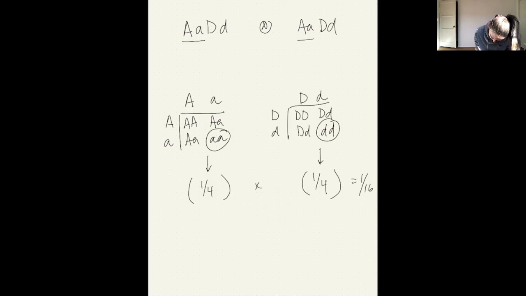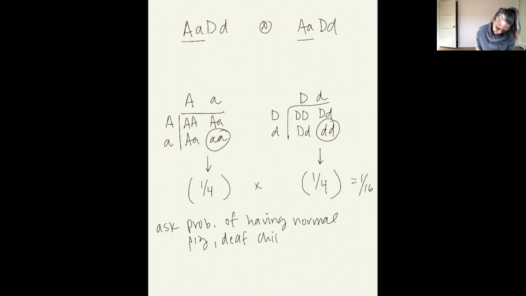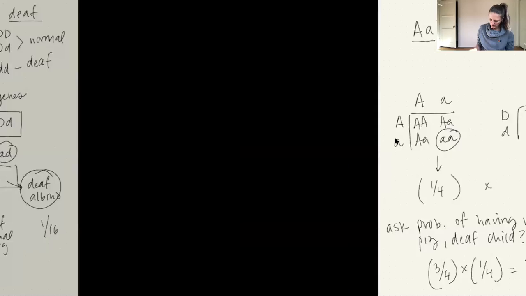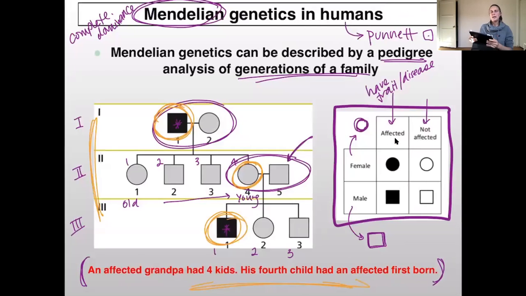What if we wanted to ask the probability of having a normal pigmented deaf child? If we did that, the normal pigmented would be 3/4 times 1/4. We would get 3/16, right? All right. And so we are going to leave it at that, and we pick up pedigrees in the next ones.